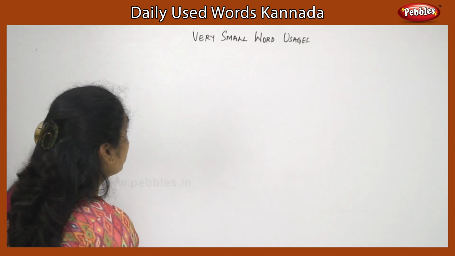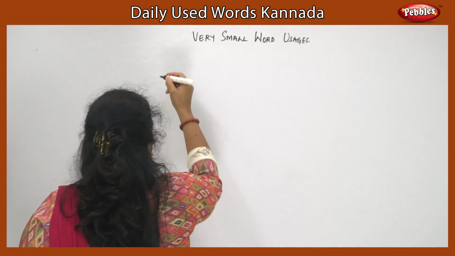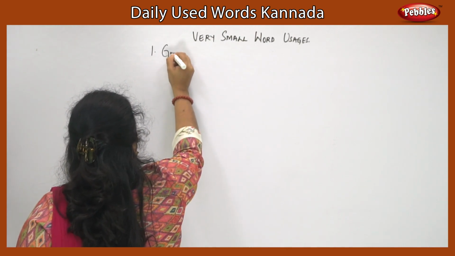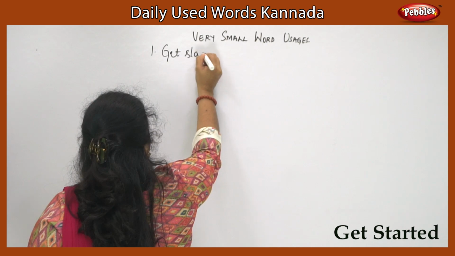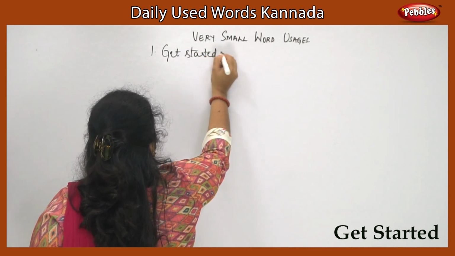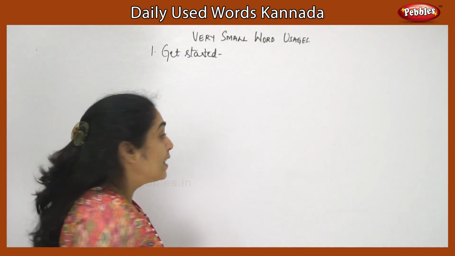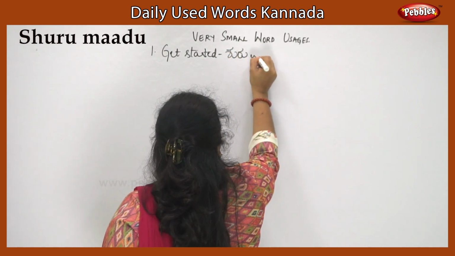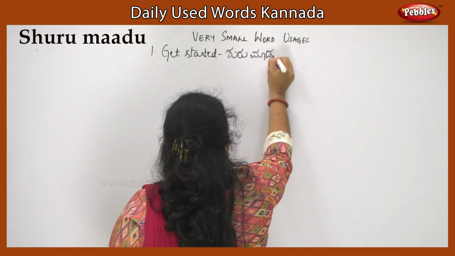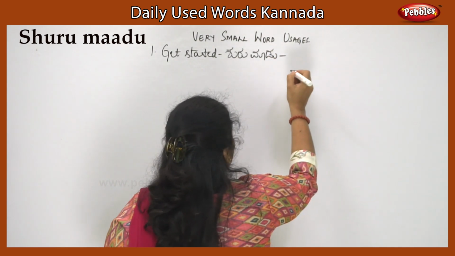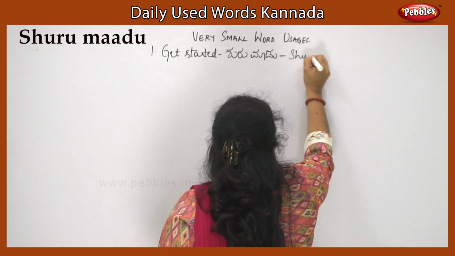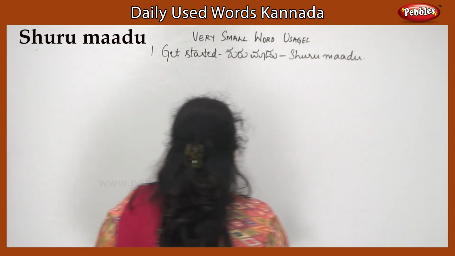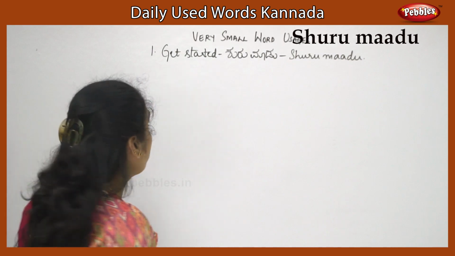Again, we will learn some small words, how to use it in our daily lives. First one is get started. Get started is shuru madu or prarambisu. Okay, both the things you can say. Shuru madu. Get started is shuru madu.